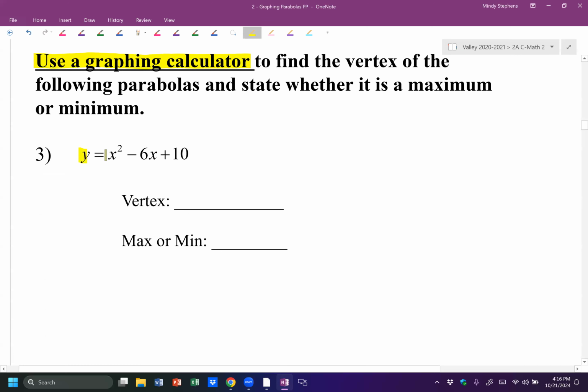You'll notice that this equation does not look the same as number 1 and number 2. The equation is now in standard form versus vertex form. If it's in standard form, there is another way to find the vertex, but we're going to do it using our calculator. We're going to graph that equation in the calculator, then have the calculator find the vertex for us. We don't even have to find it. We just need to know how to do this in the calculator.